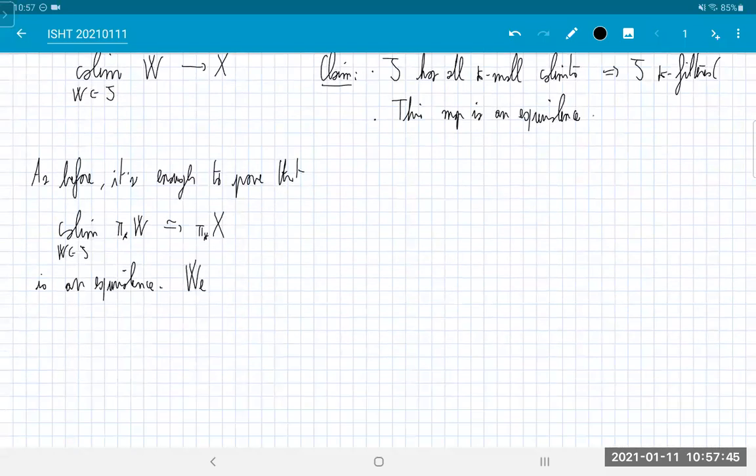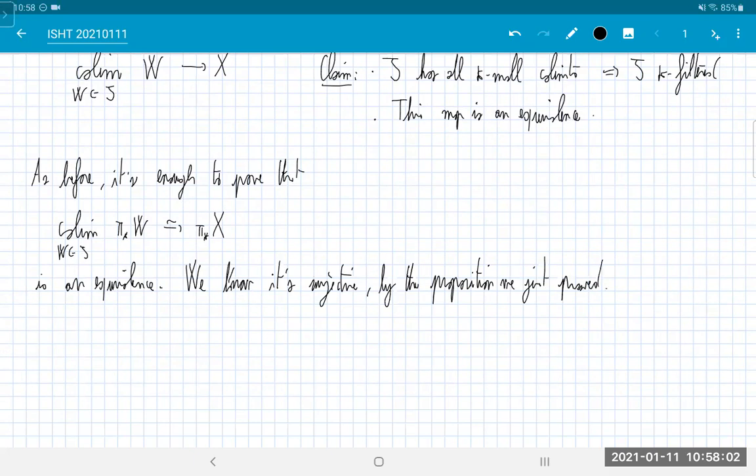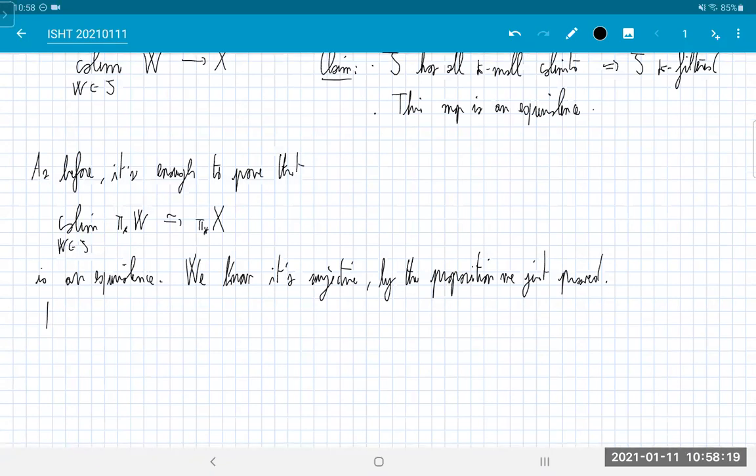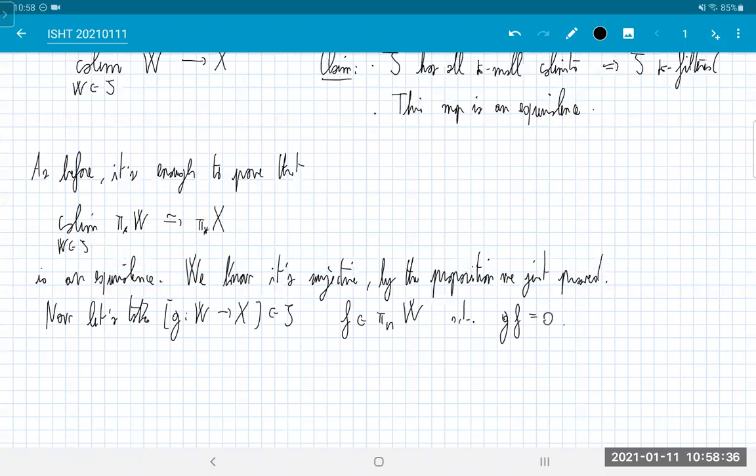And okay, we know it's surjective, by the proposition we just proved. The proposition we just proved literally says that this map is surjective, that every class here can be lifted to the class here for some W. So now let's take an element W in J and F in pi n of W such that GF is zero. And we want to show that this dies maybe not in W, but in some further element of this filter system, the kappa filter system.